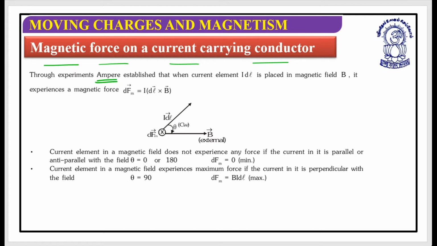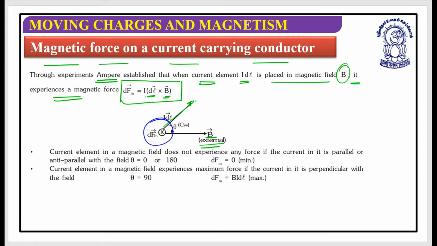Through experiment, Ampere derived a relation: when an ideal current element is placed in a magnetic field B, it experiences a certain force, and that force is represented by I into dl cross B. I repeat, that force is I into dl cross B. So let's understand that this is the external magnetic field. This would be the ideal segment.